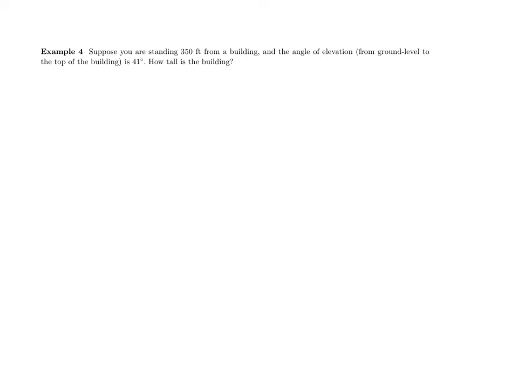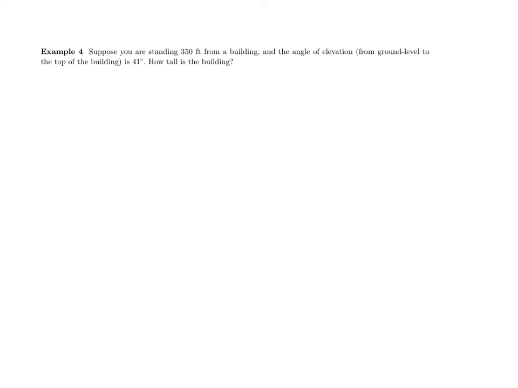In example 4, let's look at an application of trigonometry. Suppose you're standing 350 feet from a building, and the angle of elevation, so that is from ground level to the top of the building, is 41 degrees. Can we use that information to determine the height of the building? And it's probably easier to measure this distance and this angle than it is to measure the height of a very tall object. Let's draw a picture for this.